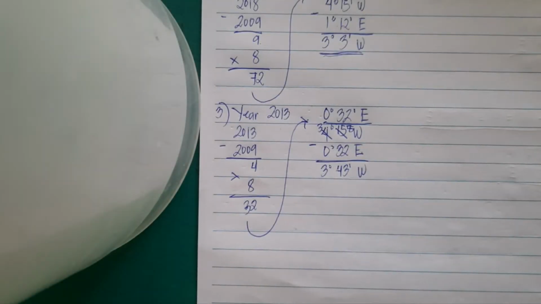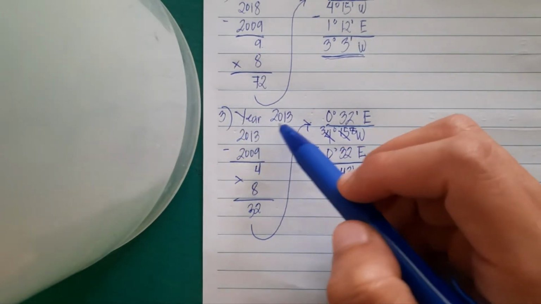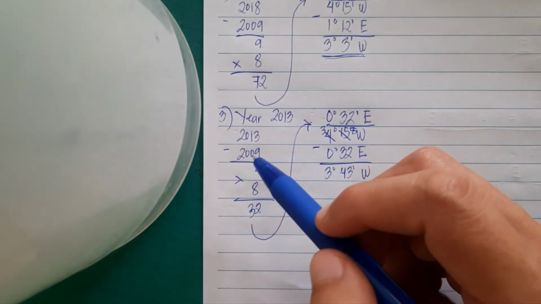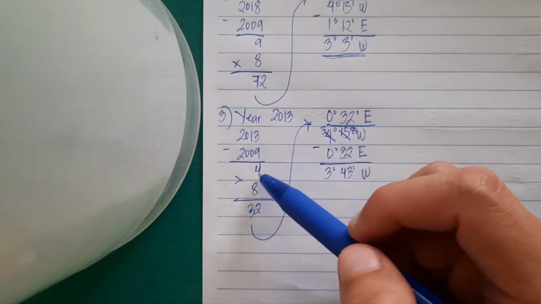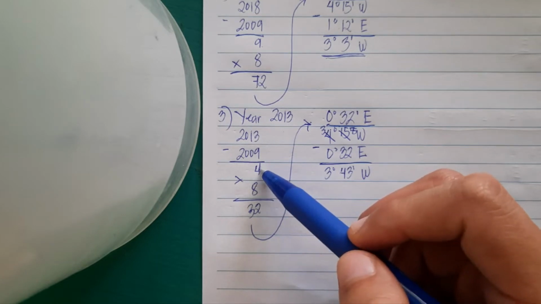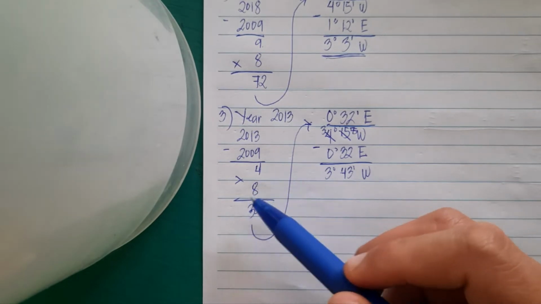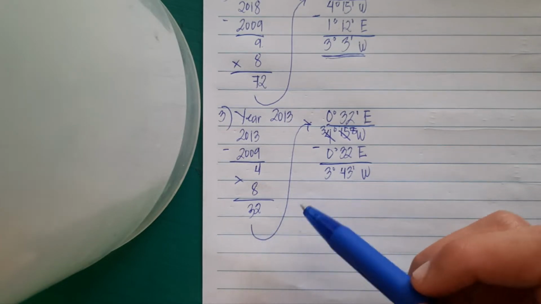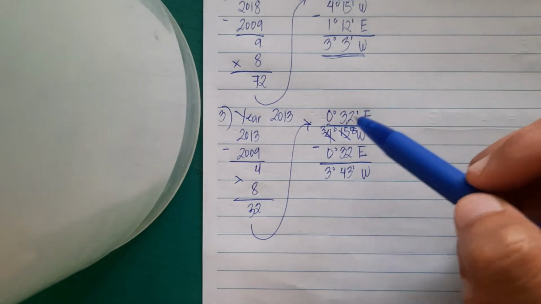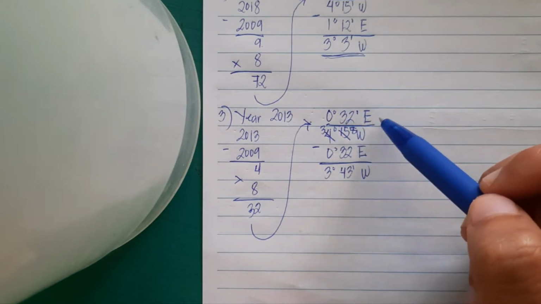The third problem is getting the compass variation for year 2013. First step is get the difference of the year. 2013 minus 2009, that's 4. Next is multiply it by the annual, which is 8. 4 times 8 is 32. Since 32 is applicable for minutes, we will not convert it to degrees. So that's 0 degrees and 32 minutes east.